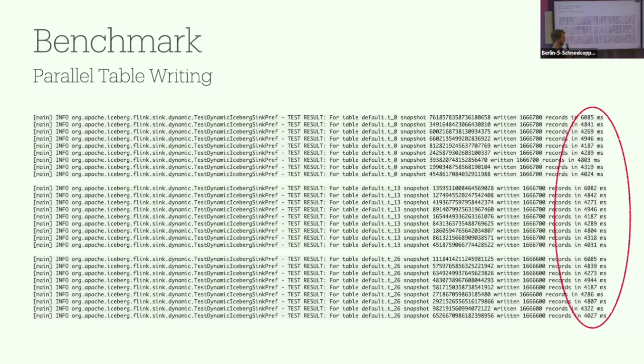So yeah, for smaller tables, you need to increase the write parallelism. But it's probably not so much a concern if you're actually writing to a lot of tables.